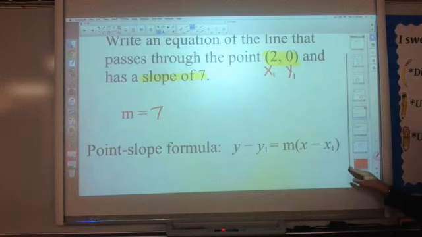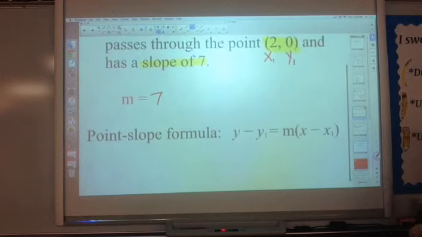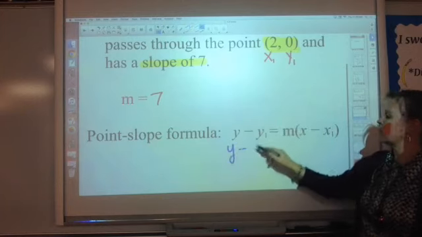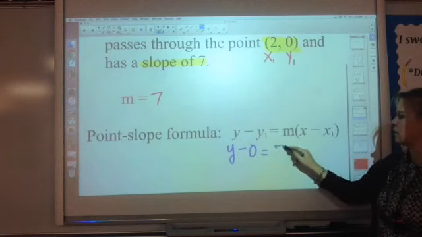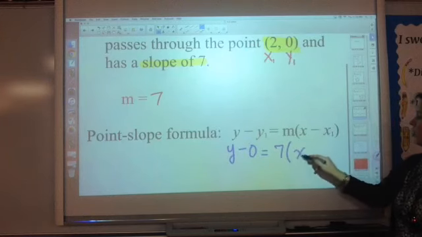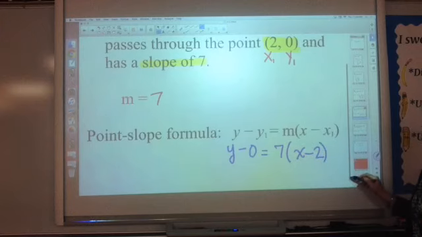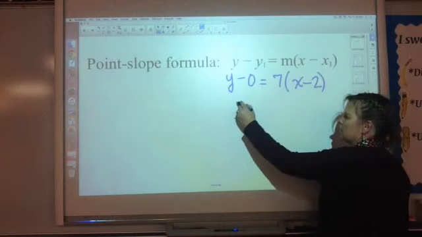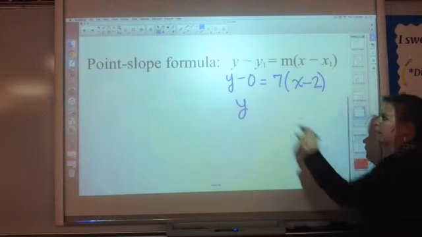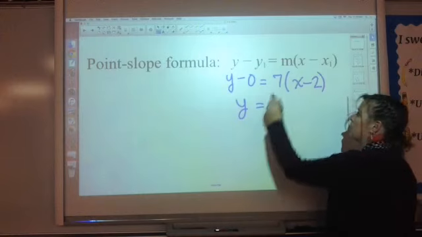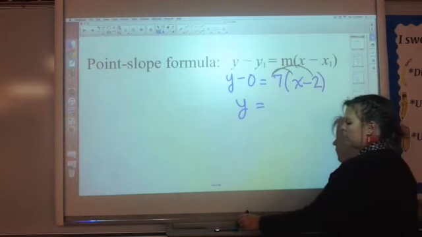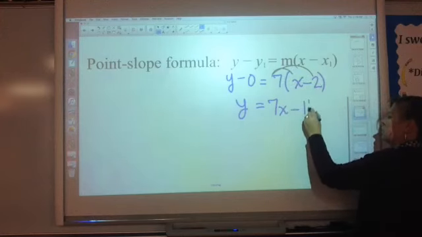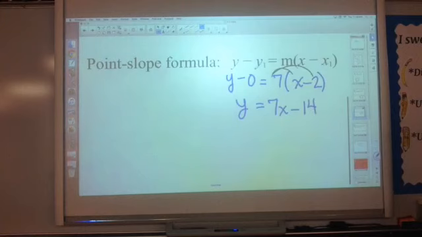Plug it in carefully and keep track of all of our numbers. Y minus 0 equals 7, parentheses, x minus 2. This is a friendly equation to work with because we don't need y minus 0. We can just leave it as y equals. Distributive property, make sure you get both of them. Not only 7 to x, but 7 to negative 2. Y equals 7x minus 14.